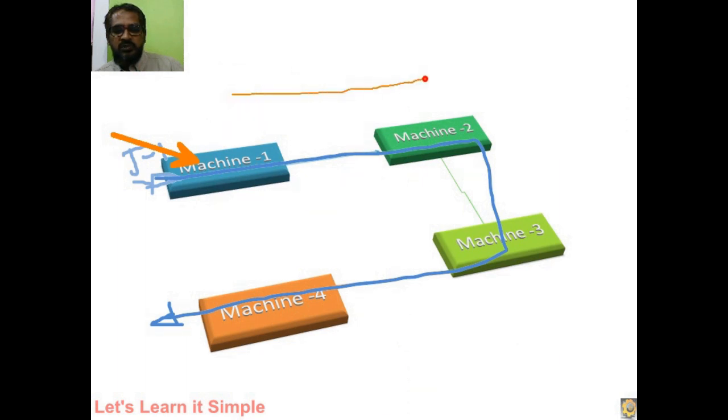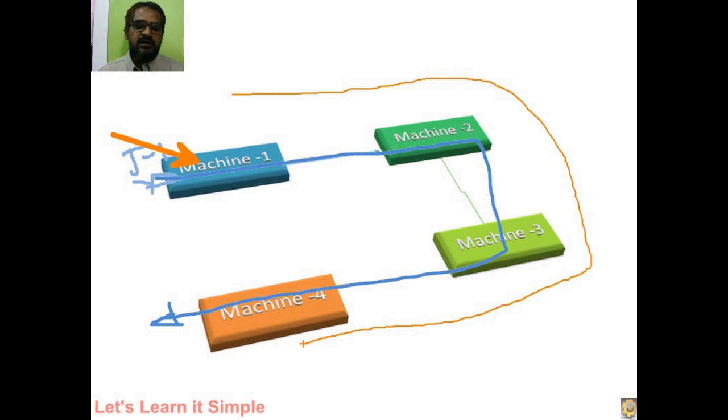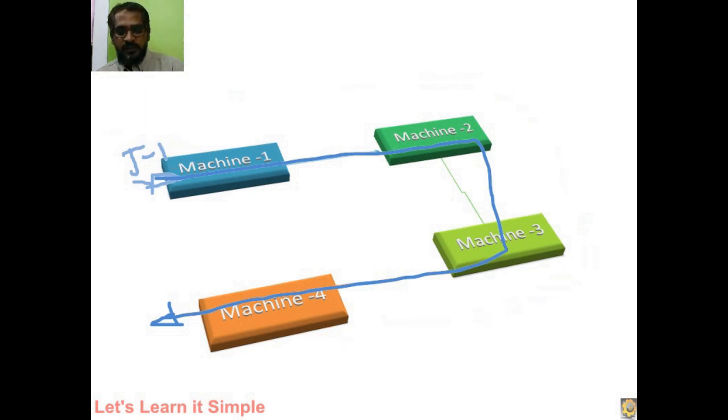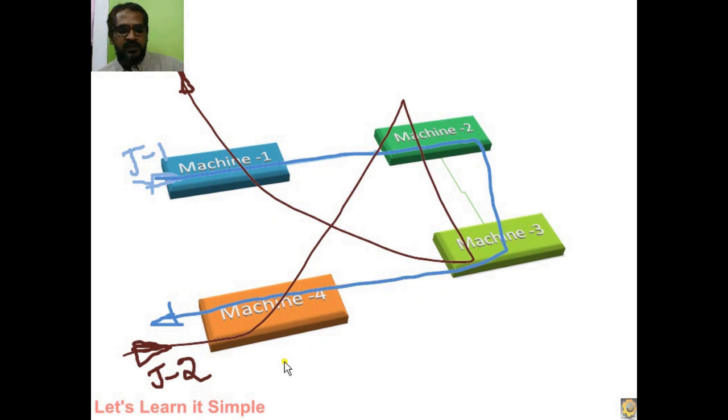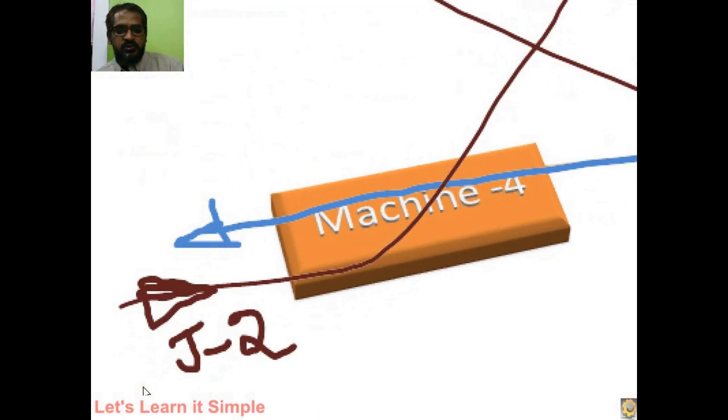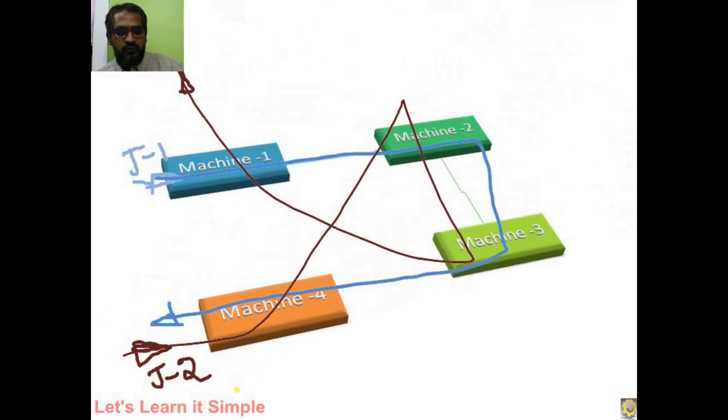Then it goes to machine 2, then machine 3, then to machine 4. So this is the sequence we need to follow for job 1. Now if you take the second job, it enters at machine 4, then it goes to machine 2, then to machine 3, and it exits at machine 1.